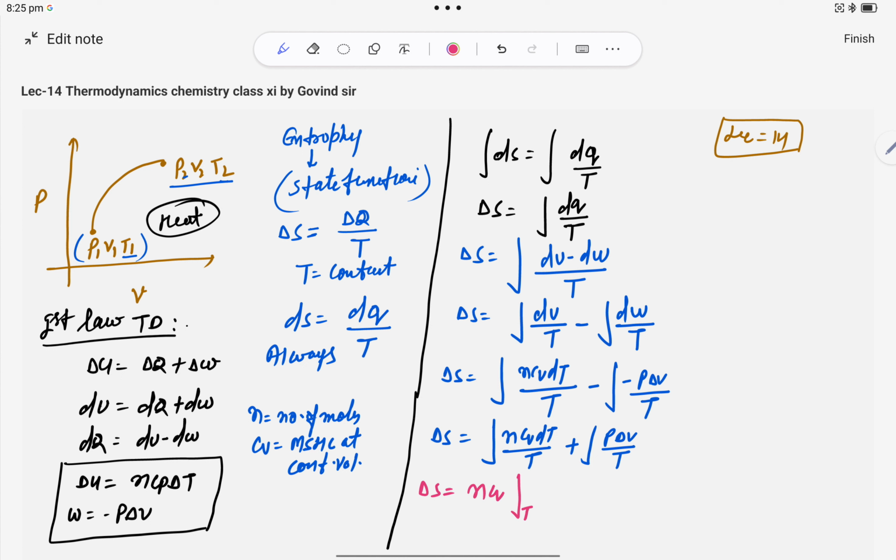Now T1 to T2 integration dT by T, dT upon T, plus PV is equal to what? nRT. So what you can write? P is equal to what? nRT upon V. So nRT upon V and dV upon T. T, T cancel. Now function.